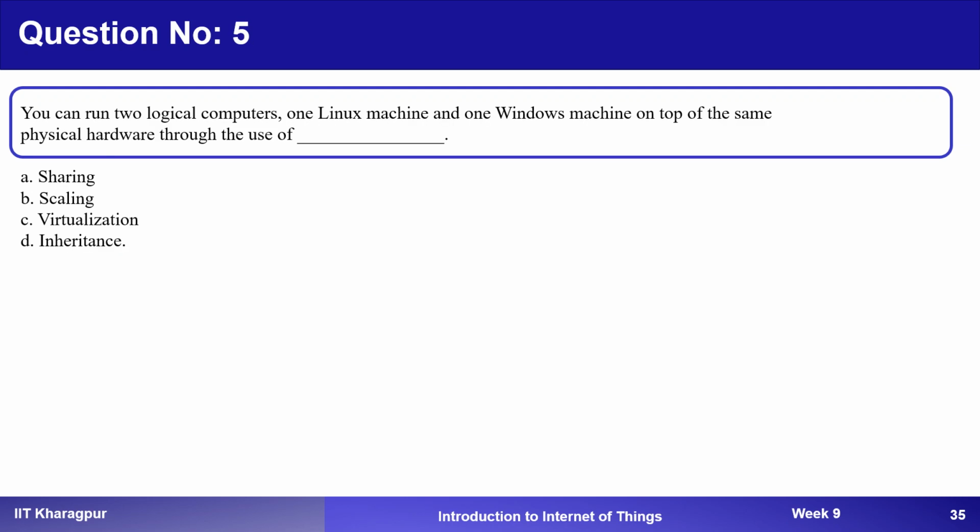Next question is, you can run two logical computers, one Linux machine and one Windows machine, on top of the same physical hardware through the use of blank. Options are sharing, scaling, virtualization, inheritance. Option C, virtualization. So the correct option for this is virtualization.